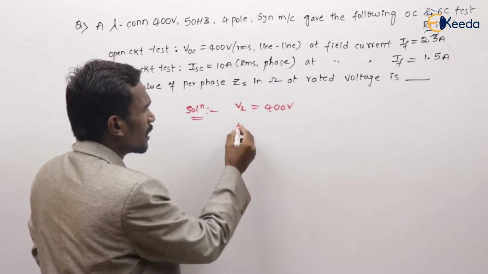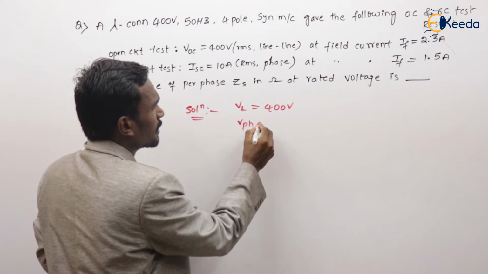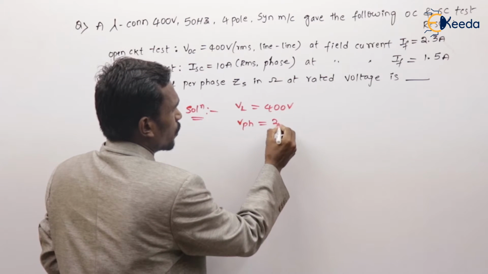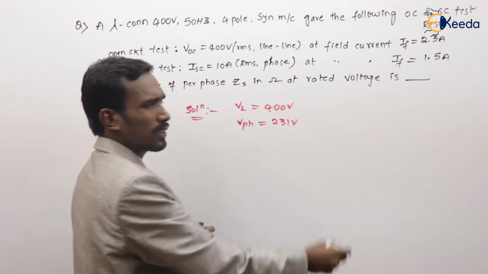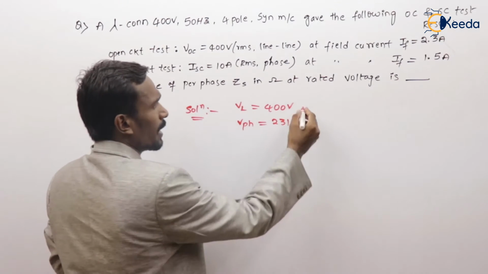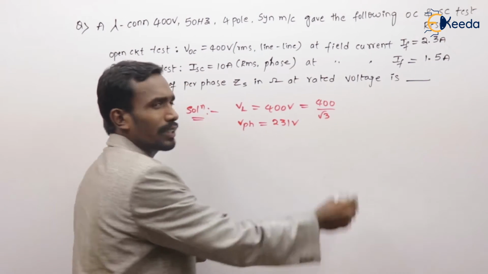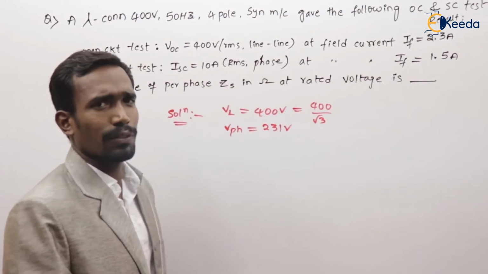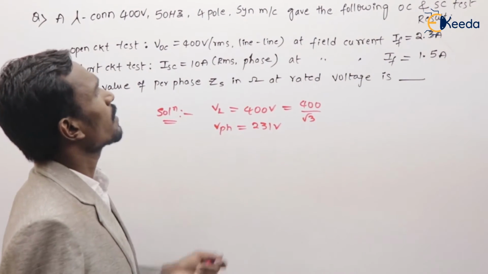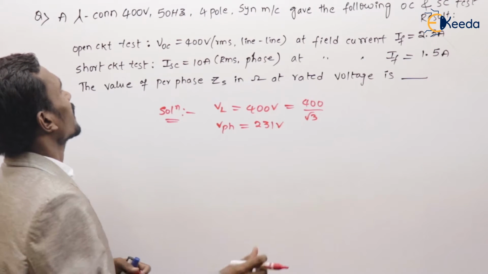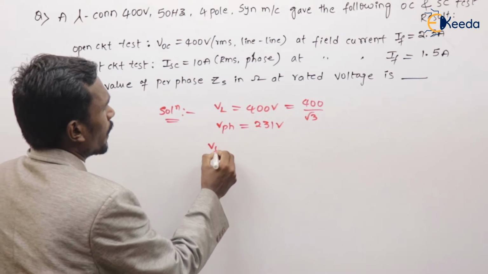So what is the phase voltage for this? The phase voltage is equal to 231 volts. How? 400 divided by root 3 is around 231 volts. OC and SC test results are given below.